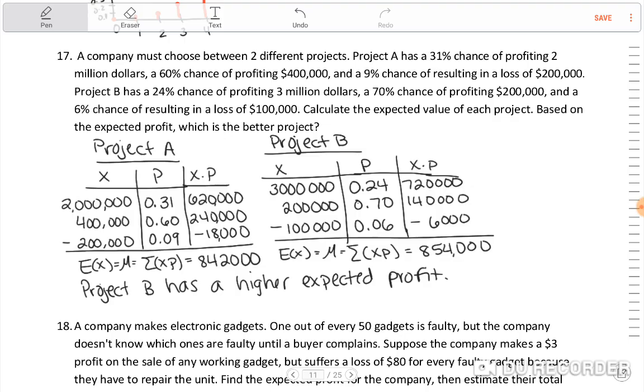But yes, this is the expected value, so this would be, in the long run, what we would expect to happen. Okay.